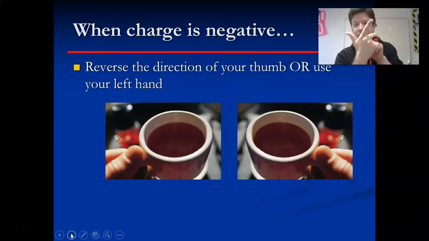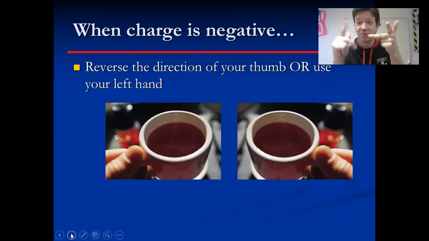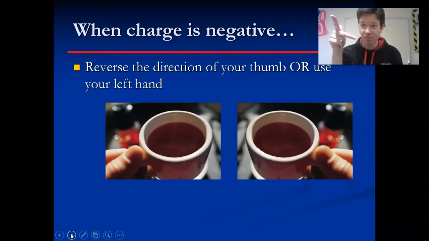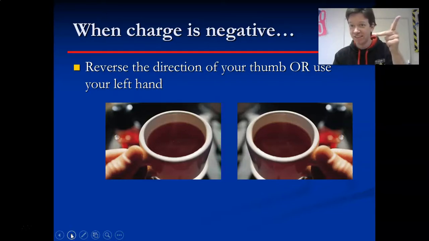Alright, so I said this is for a positively charged particle. Well, what if it's a negatively charged particle? Use your left hand. This would be your left hand rule. If you have a negatively charged particle, use your left hand. Okay, very important. Right hand positively charged particle, left hand negatively charged particle.